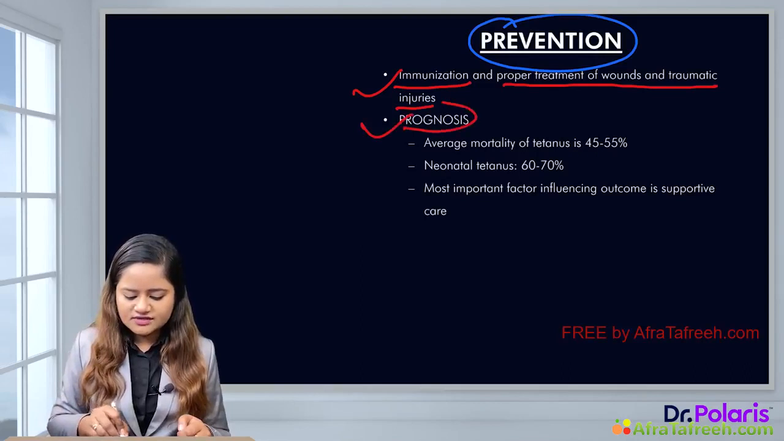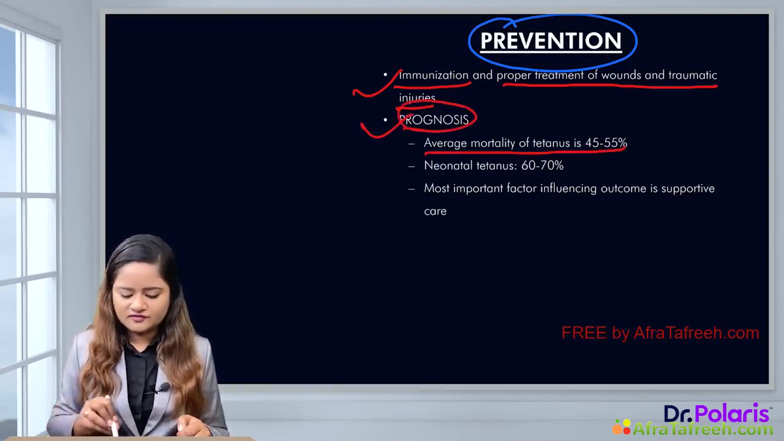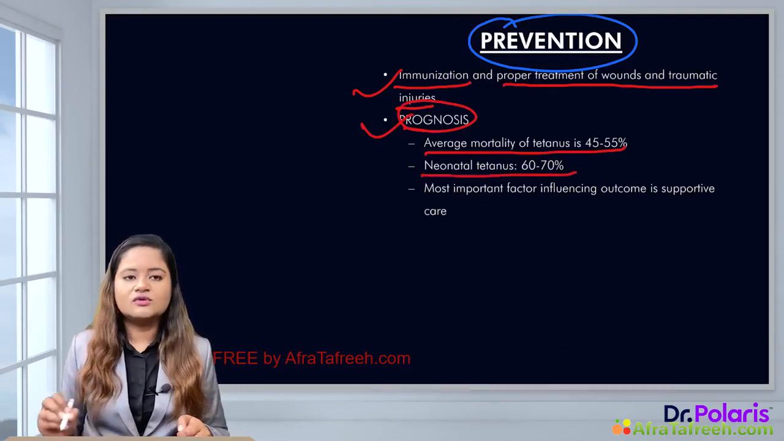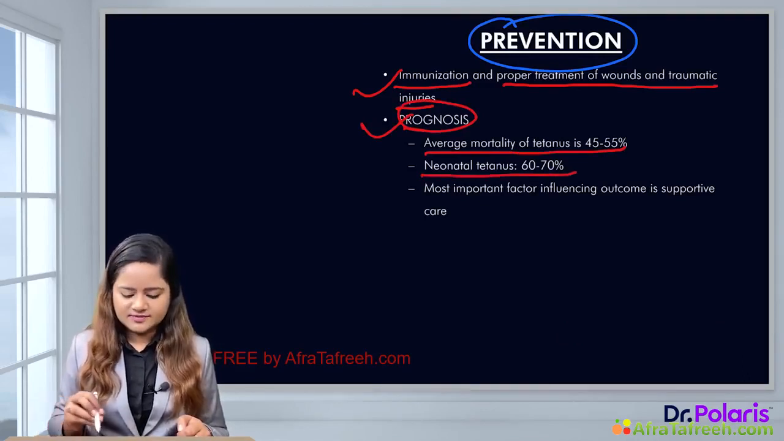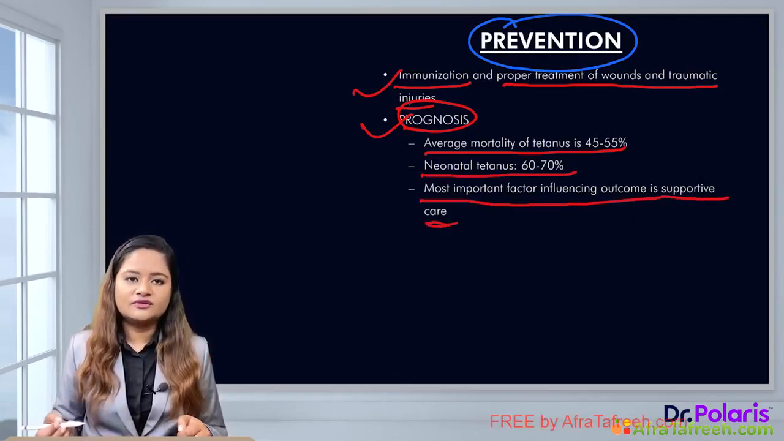So the prognosis for disease, average mortality of tetanus is high. It is around 45 to 55%. Neonatal tetanus could also have a mortality of 60 to 70%. So most important factor influencing the outcome is the supportive care only.